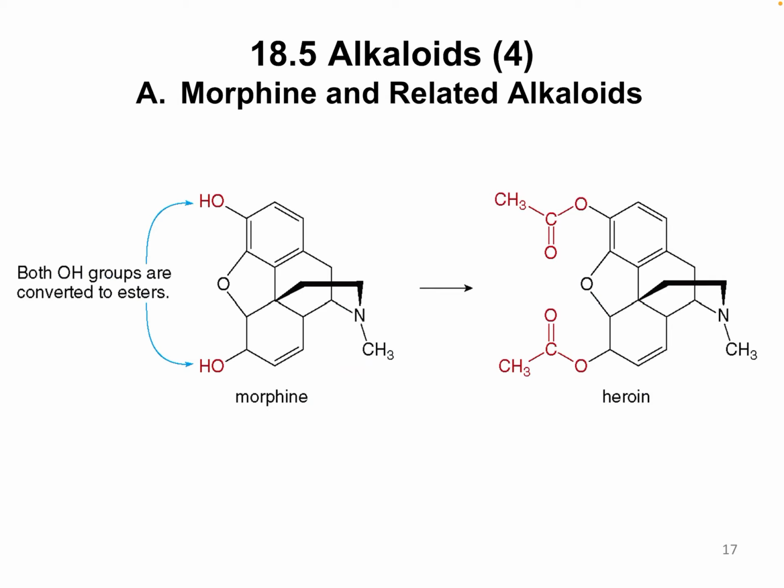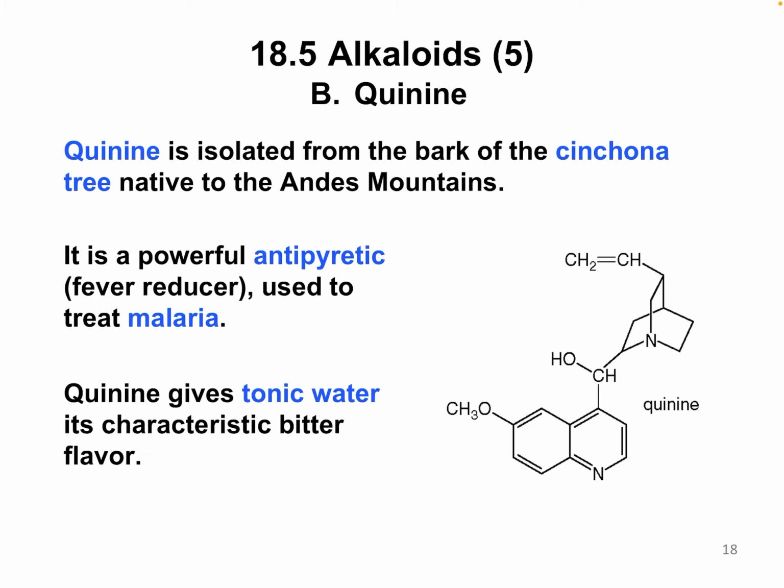So morphine clears the body pretty quickly because of those hydroxyl groups. If you've ever had to take morphine in the hospital for really bad pain, you know that they normally administer it through an IV so that they control how much is going in, because your body actually clears it pretty quickly.